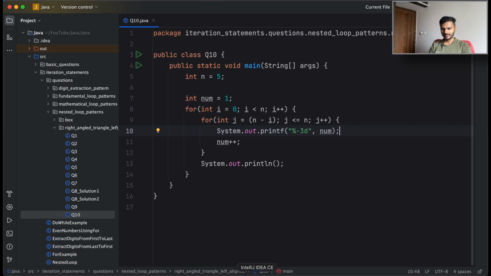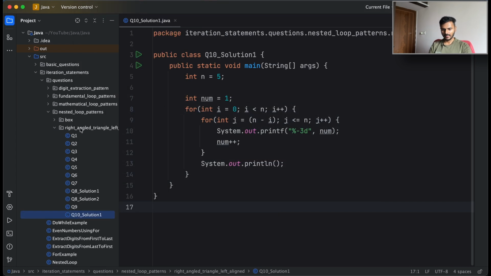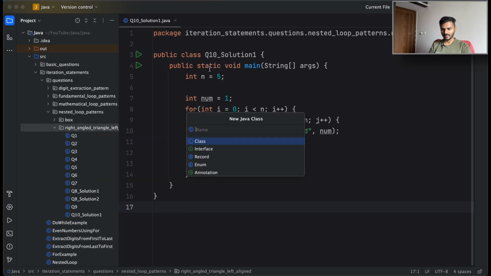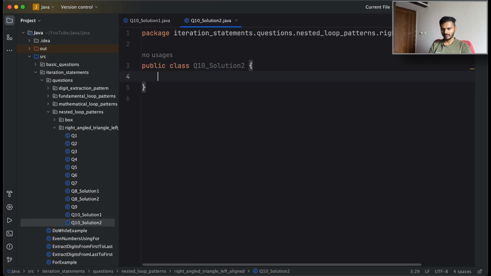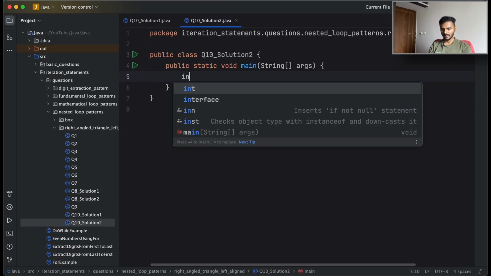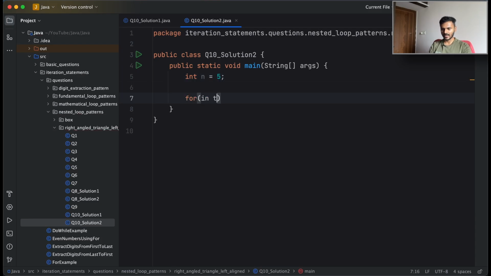So for that, let's go to IntelliJ and let's first of all refactor and rename this to Q10 solution 1. And let me create a new Java class. Let's name this as Q10 solution 2. And here let's have a main method. The first thing I'll do is create a variable n and then we'll start the loop. So we'll say for int i is equal to 0, i less than n, i plus plus.